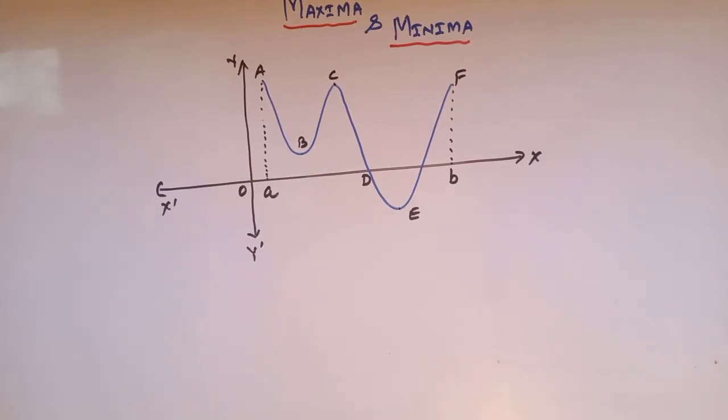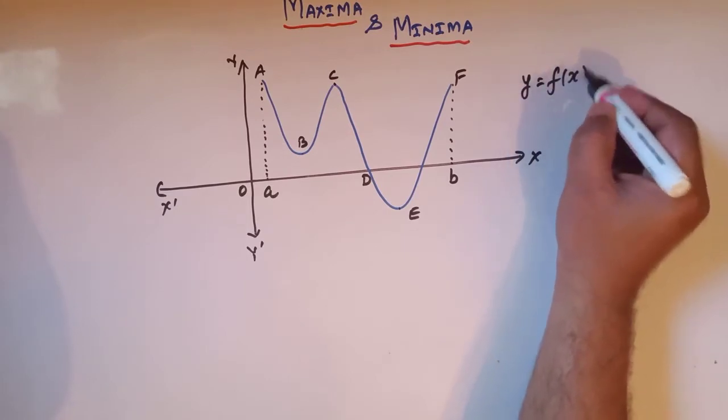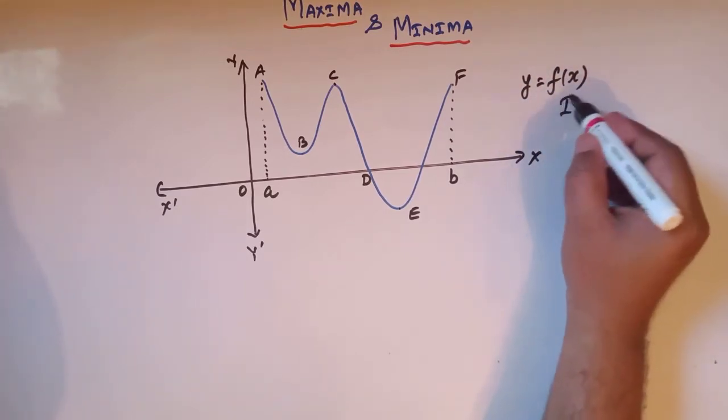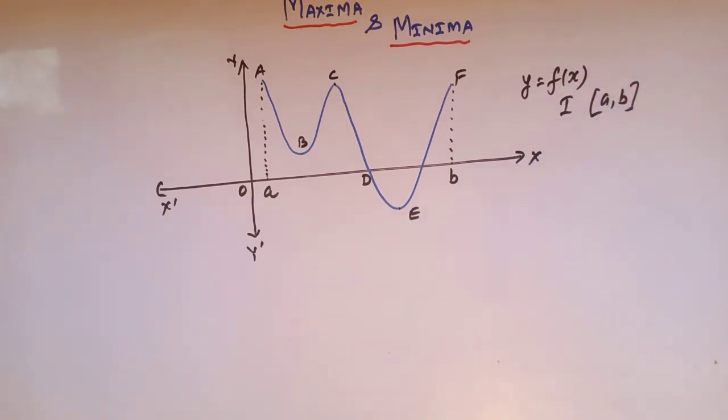Now viewers, let us consider this graph. Here we have a real function y equal to f(x), which is defined in the closed interval [a, b]. Here I am taking a function which is continuous and differentiable. Now let us analyze this graph. I think if we analyze this graph, we can learn a lot of things about maxima and minima. Clear?